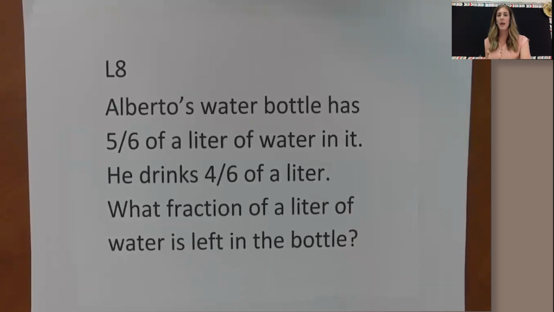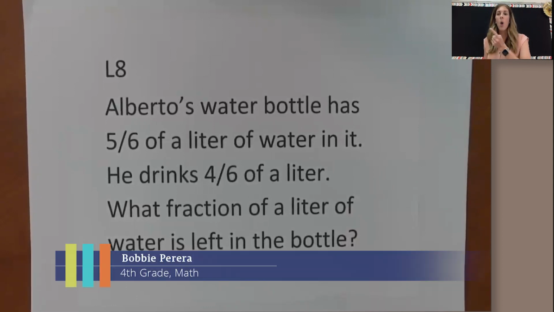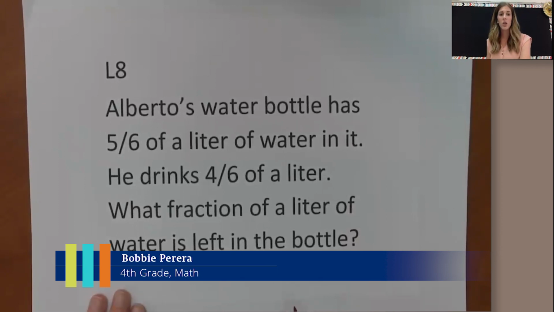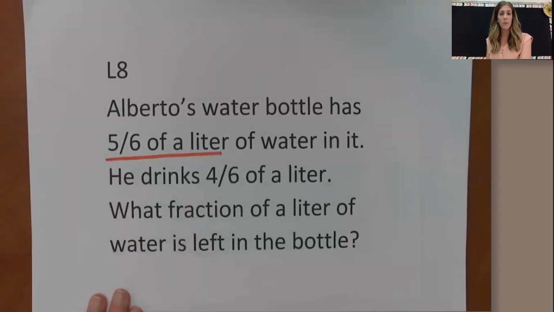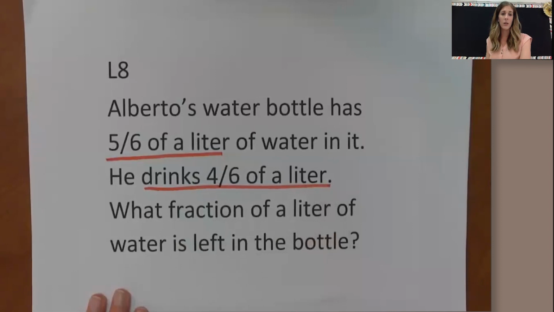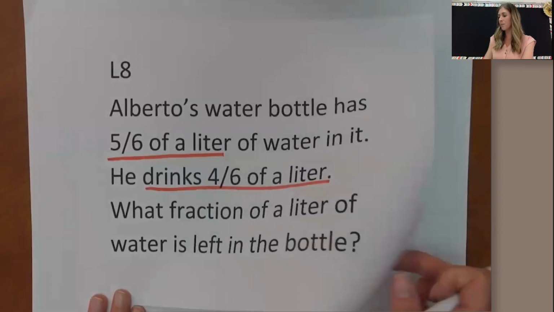So I always like to do that second reread thinking about what do I know? What do I need to know? So it tells me how much water was in his bottle to begin with, 5/6 of a liter. Then it tells me how much of that water he drank. He drank 4/6 of a liter. And what we're trying to figure out is what fraction of a liter of water is left in the bottle. So a liter is a metric unit of measurement used to measure liquid volume.